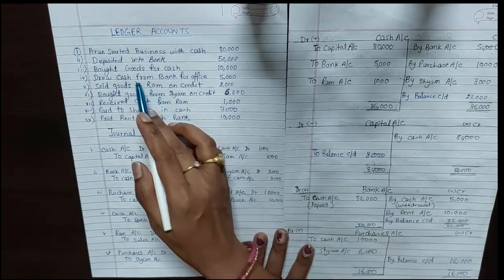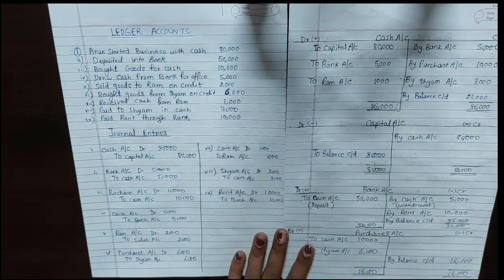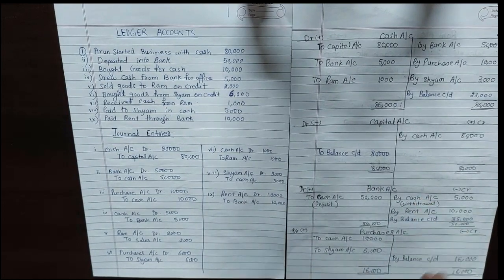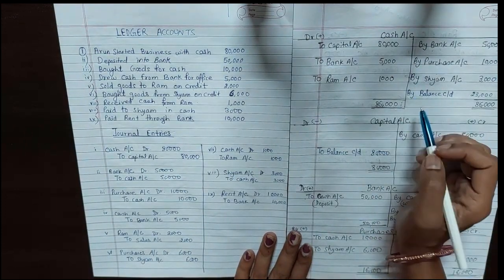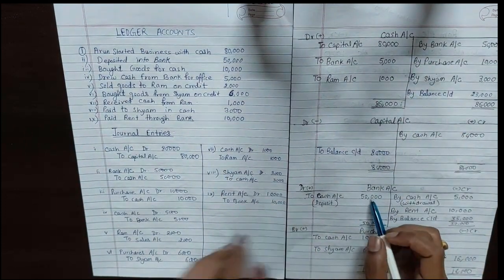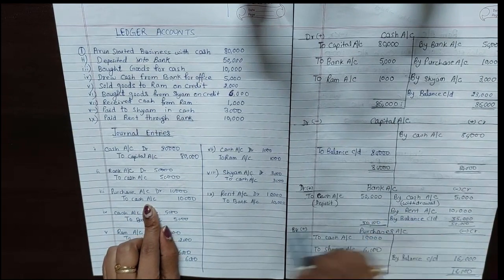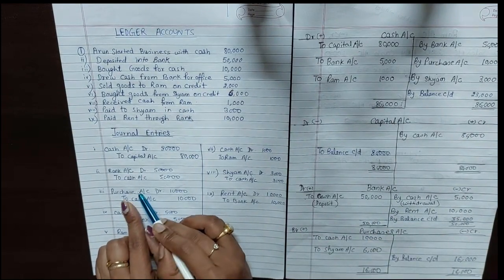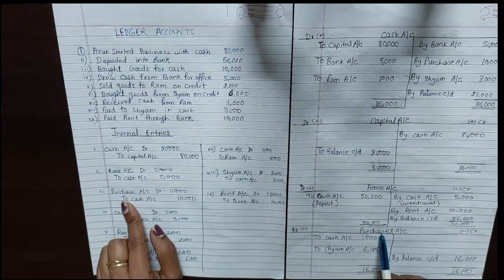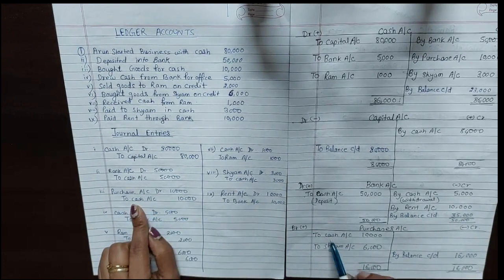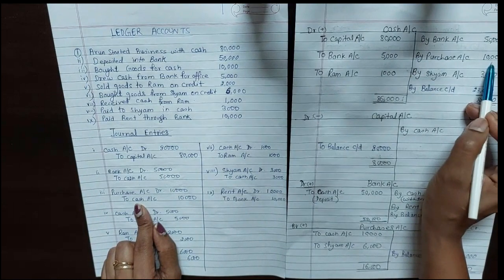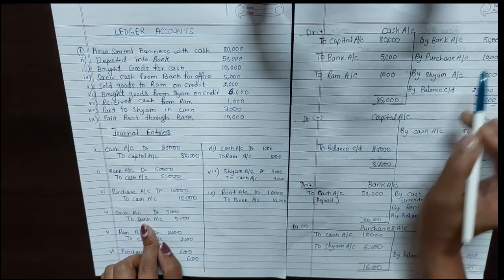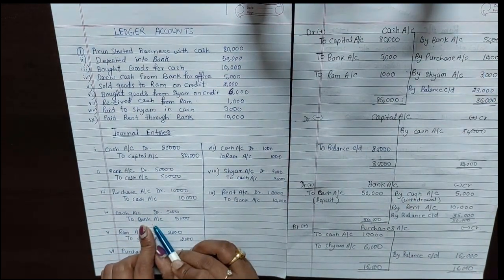Correct? Now the third is bought goods for cash, because here we are using a double entry system. We have to manage the debit balance as well as the credit balance. Now here, next, purchase to cash. Now again I have to open a purchase account. Here purchase to cash means again to cash 10,000, and in the cash account I have to write by purchase 10,000. Next will be cash account to bank account.